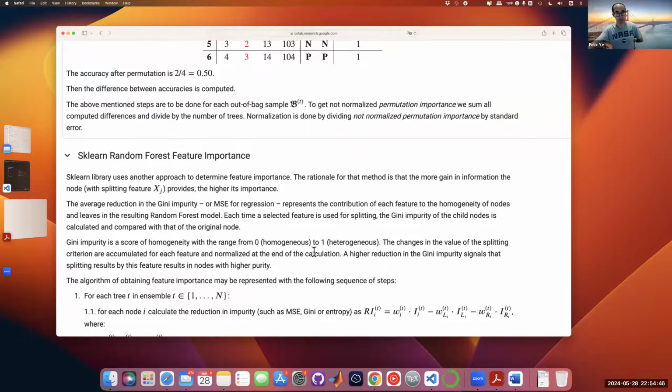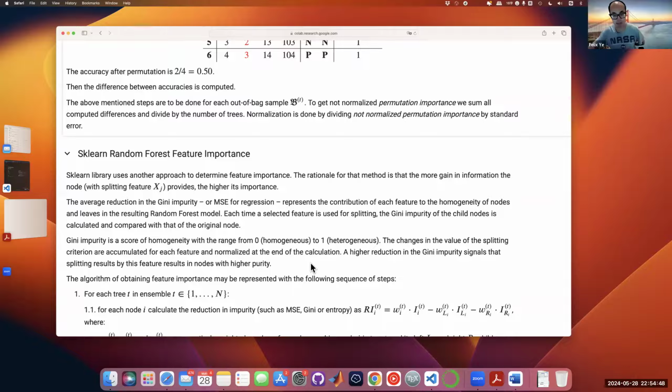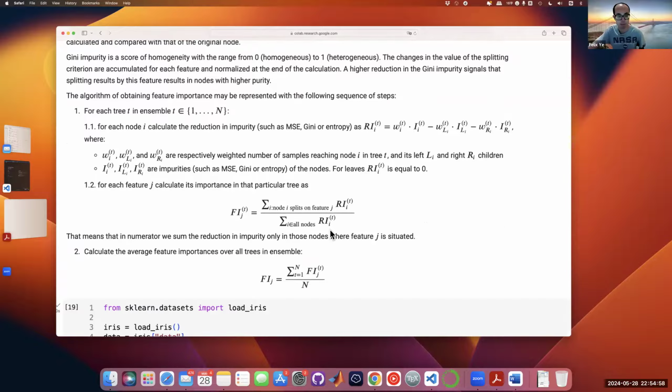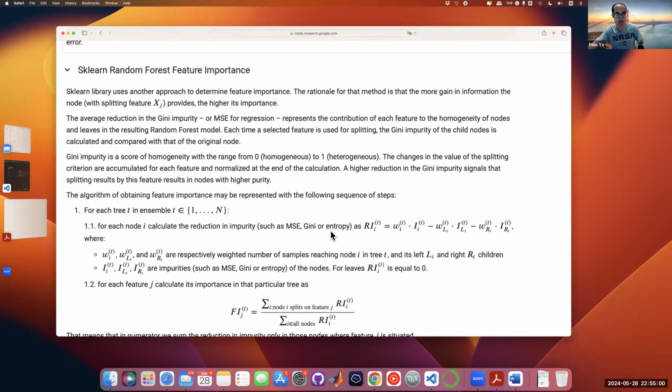But that's not what scikit-learn is doing. Scikit-learn is actually using the Gini impurity. It's slightly different, but the whole idea is quite similar, though.